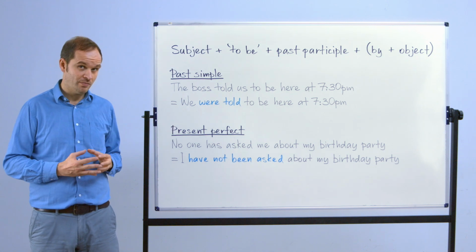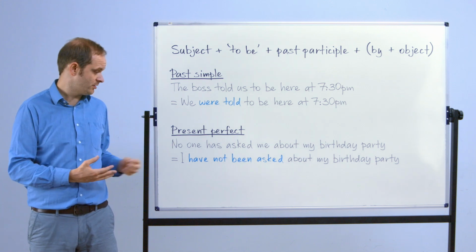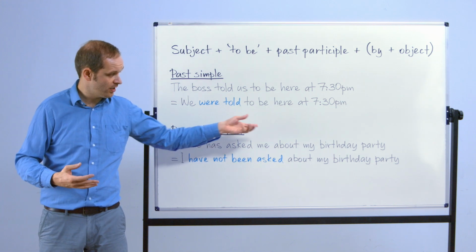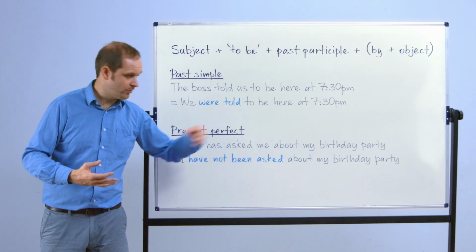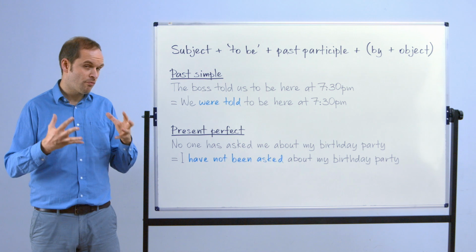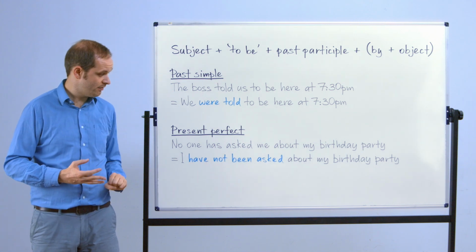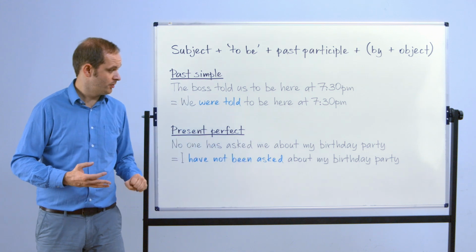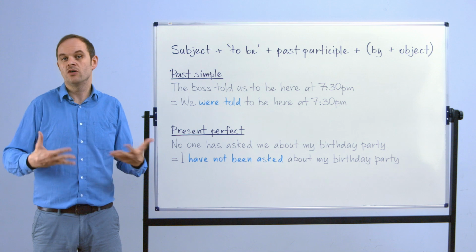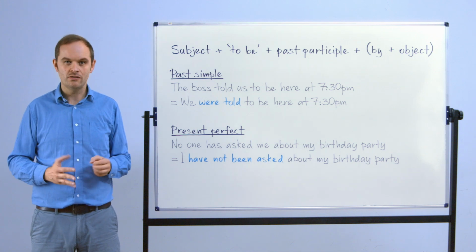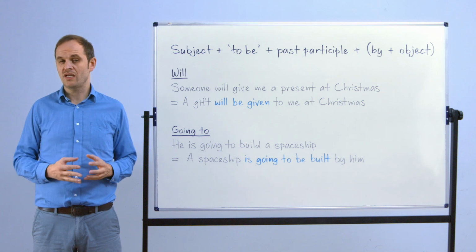The present perfect passive is a little bit more complicated, and so if we have a look at the active sentence, no one has asked me about my birthday. I have not been asked about my birthday party. So in the present perfect passive, we've got the form of to be, this time in the negative, followed by the past participle. And again, this time we haven't included the information because it's not needed. No one has asked anybody. So we've looked at the present and past forms of the passive voice.